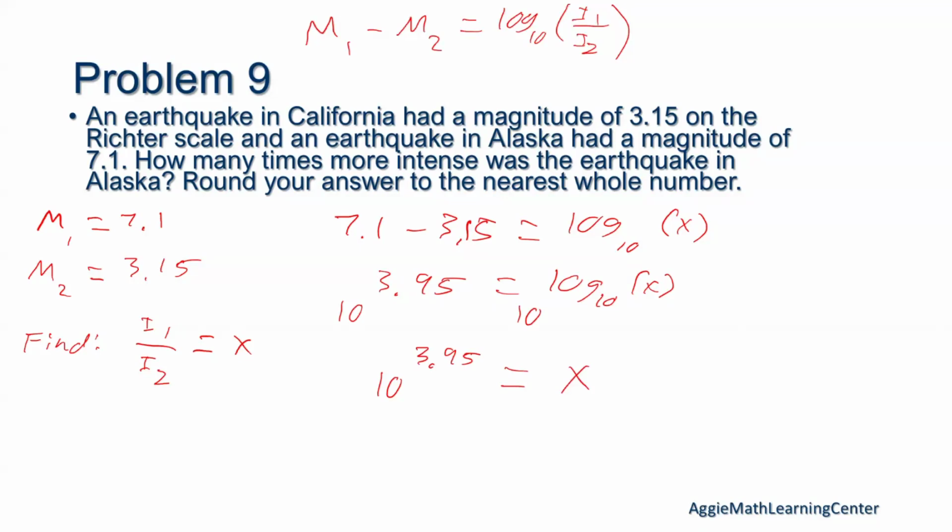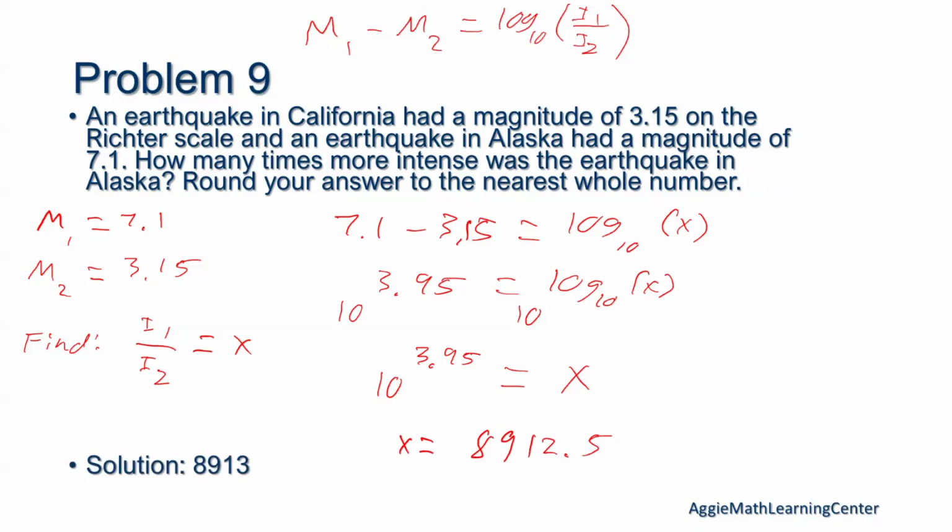You'd plug that in your calculator. Let's make sure: 7.1 minus 3.15 is 3.95, and 10 to that power gives you 8912.5, which when you round is 8913.